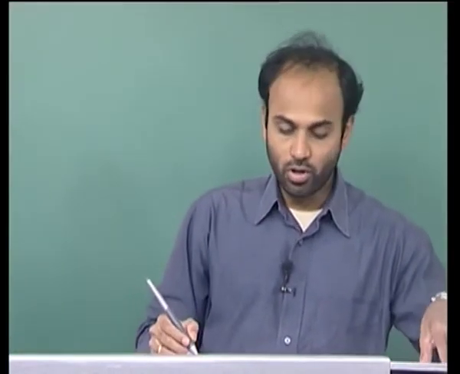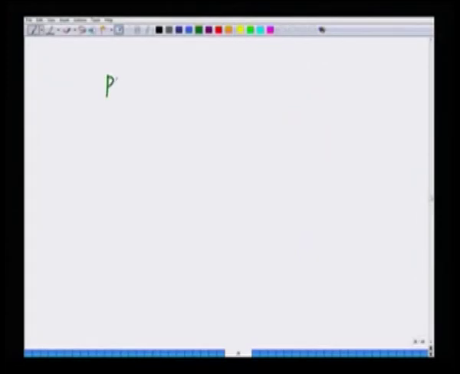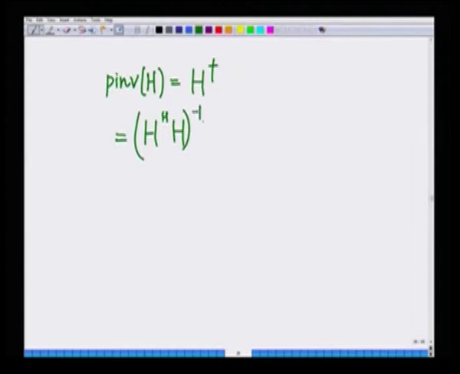Let us now compute the pseudo inverse of this matrix. The pseudo inverse of H equals H dagger. We have seen that this is given as H Hermitian H inverse times H Hermitian. So, first we have to compute for the given matrix H Hermitian H inverse. First, let us start with computing H Hermitian H.